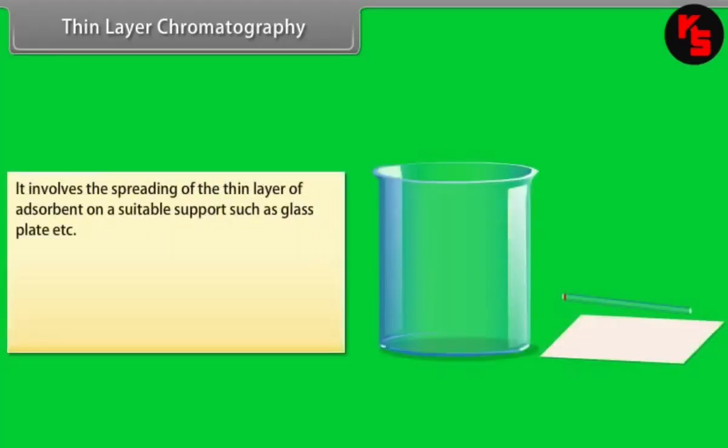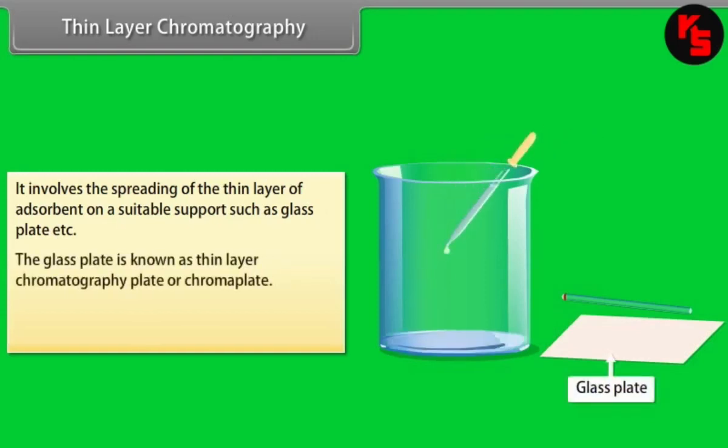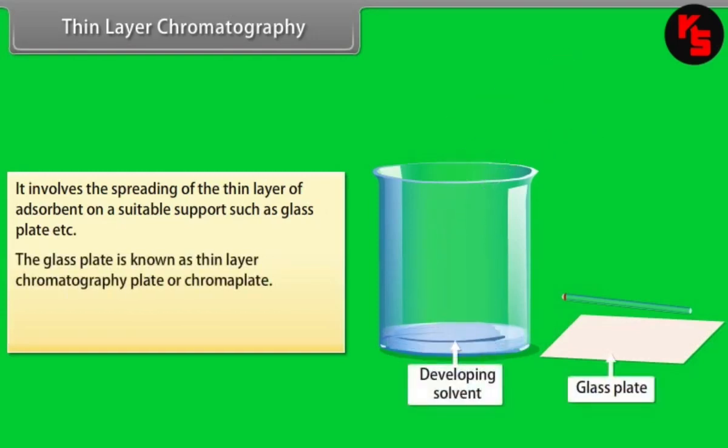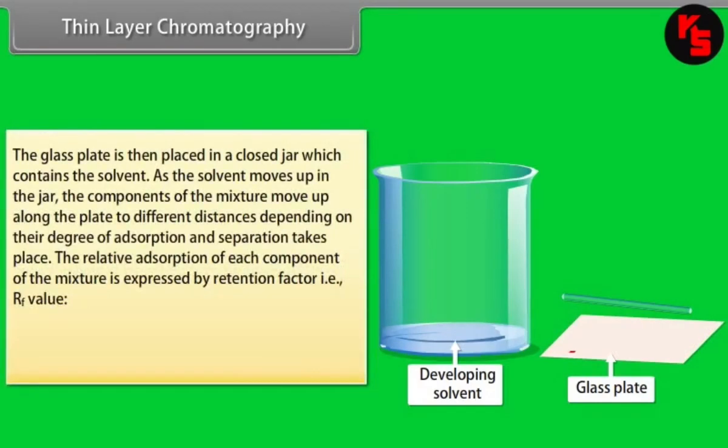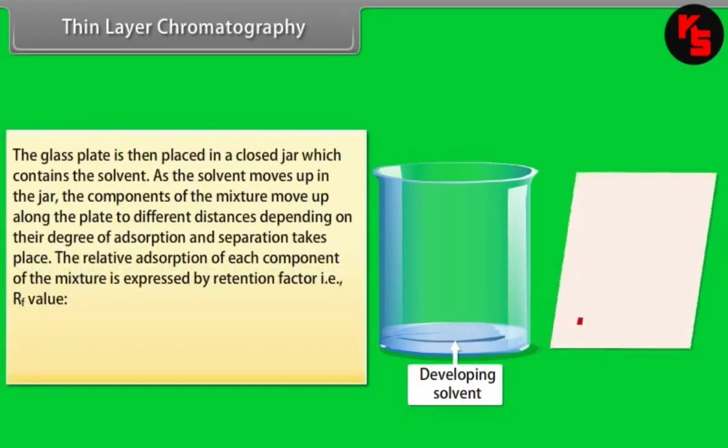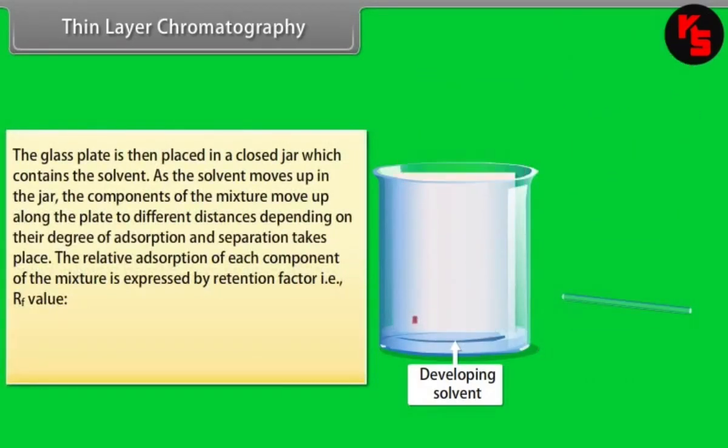Thin layer chromatography involves the spreading of a thin layer of adsorbent on a suitable support such as a glass plate. The glass plate is known as a thin layer chromatography plate or chroma plate. The mixture to be separated is applied as a small spot at one end of the TLC plate. The glass plate is then placed in a closed jar which contains the solvent.